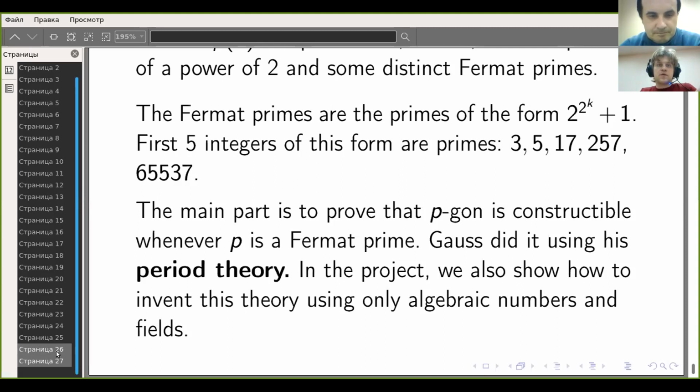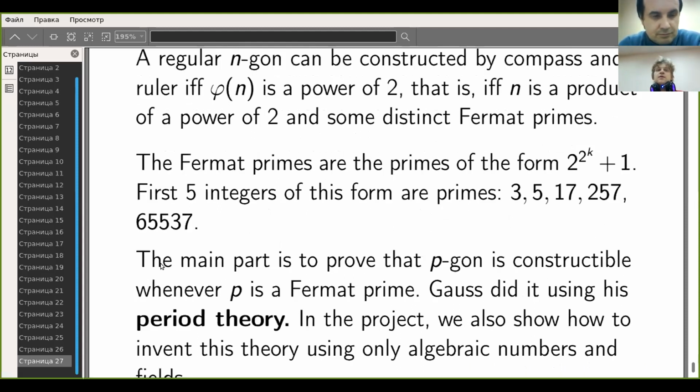Also, we offer some research problems connected to both theorems: linear independence of radicals, and constructible polygons. For example, one of such problems is to investigate what polygons can be constructed with a ruler, compass, and trisector.